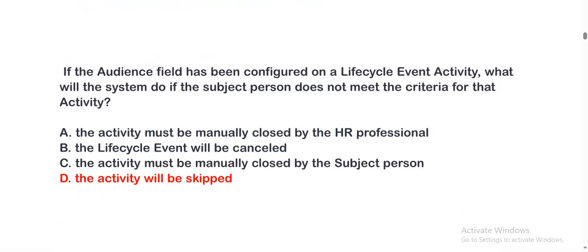Now move to next question. If the audience field has been configured on a life cycle event activity, what will the system do if the subject person does not meet the criteria for that activity? And the options are option A, the activity must be manually closed by the HR professional. Option B, the life cycle event will be cancelled. Option C, the activity must be manually closed by the subject person. And option D, the activity will be skipped. And the correct option is option D.